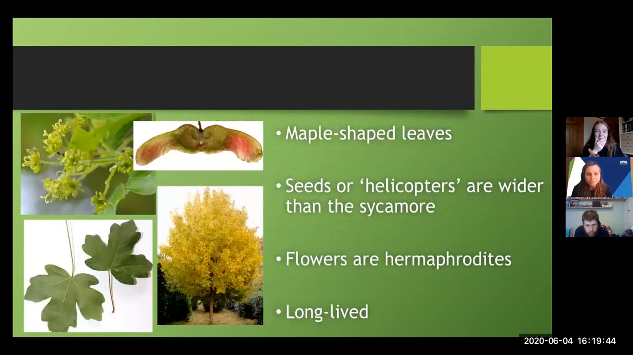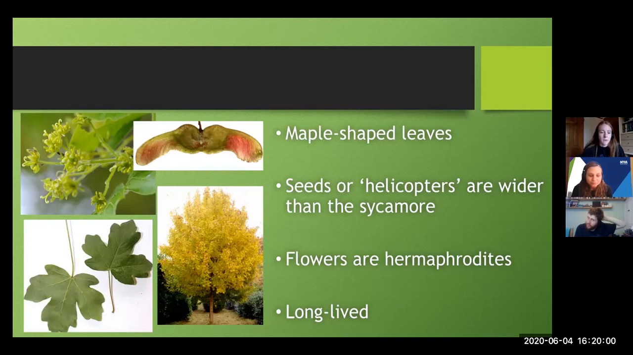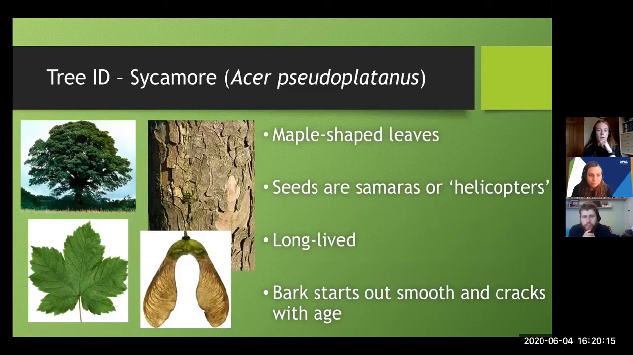Okay, any guesses for this one? So similar to the last one. Oh, okay. It's a field maple. So yeah, the leaves are pretty similar to the sycamore. You can kind of see, let me go back. Yeah, they're that 5-lobed shape, but a lot smaller. Again, they've got the helicopters, but in the field maple they're a lot wider, whereas in the sycamore they're in like a V shape.